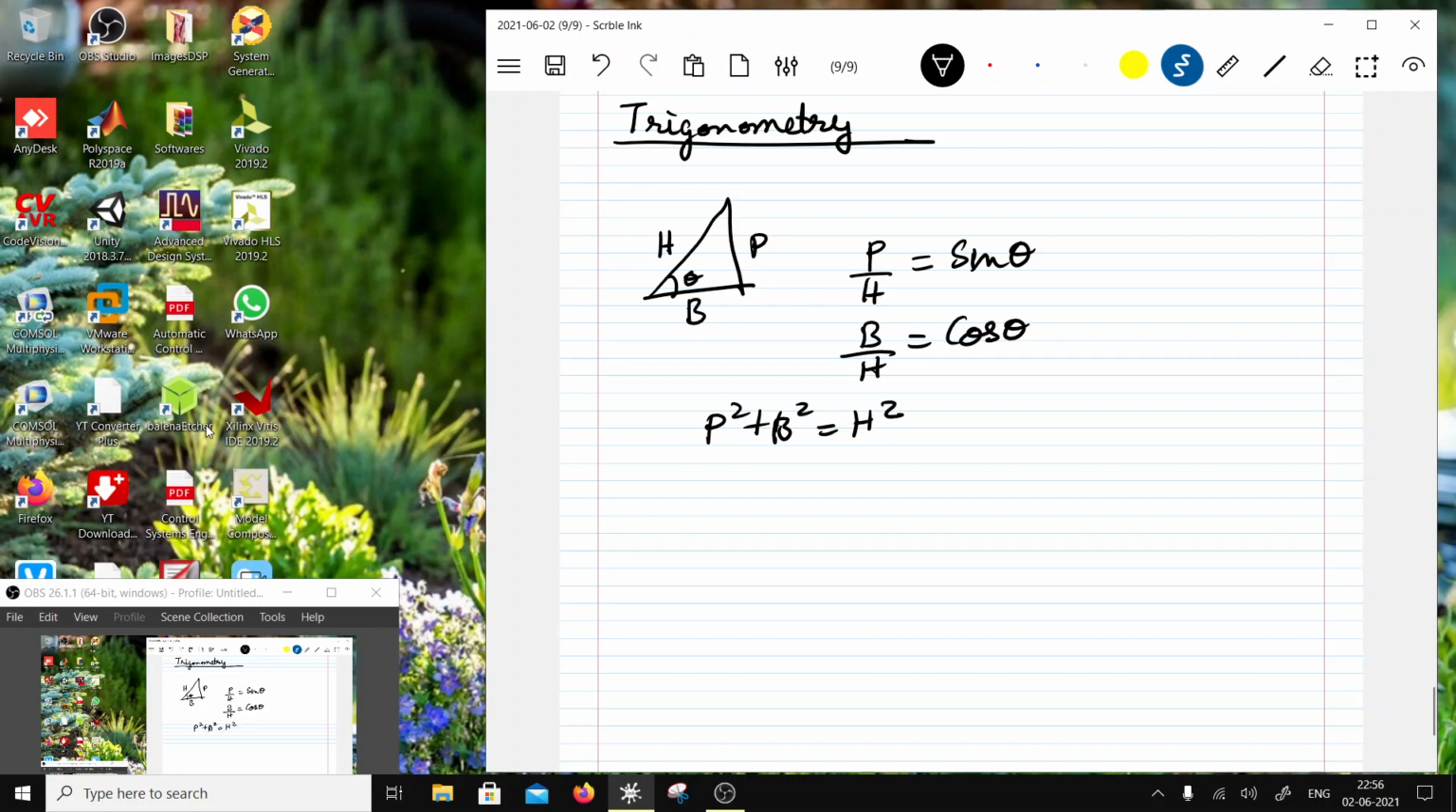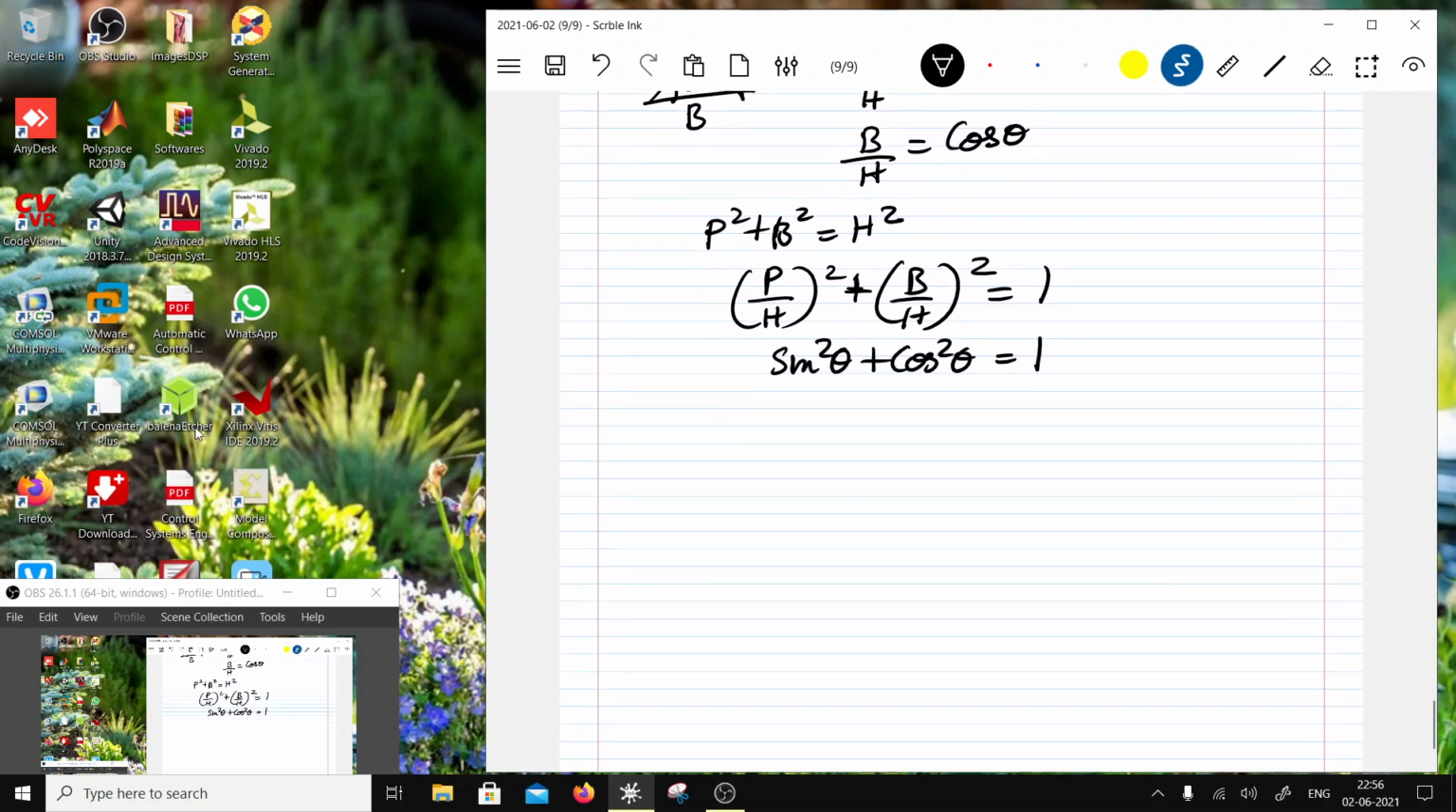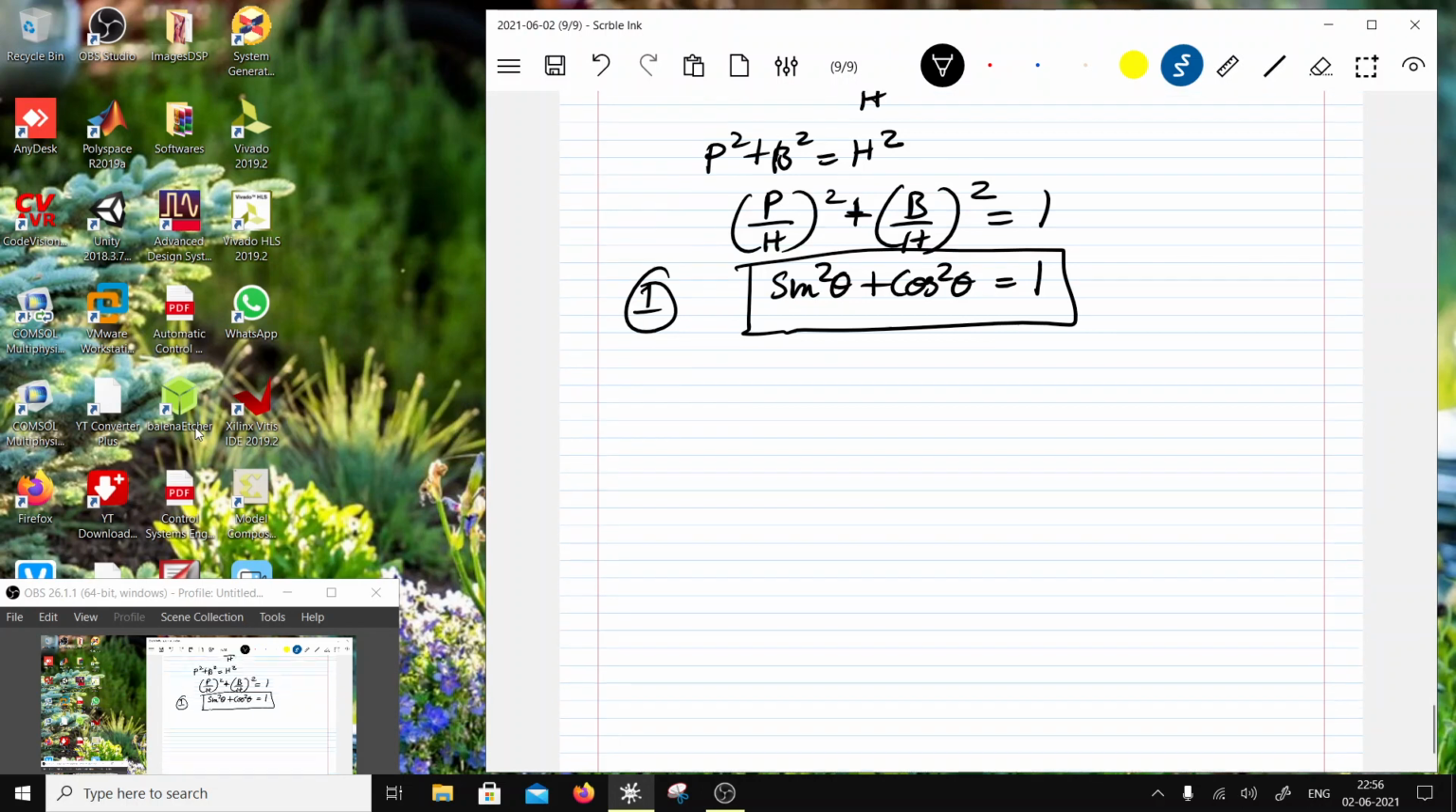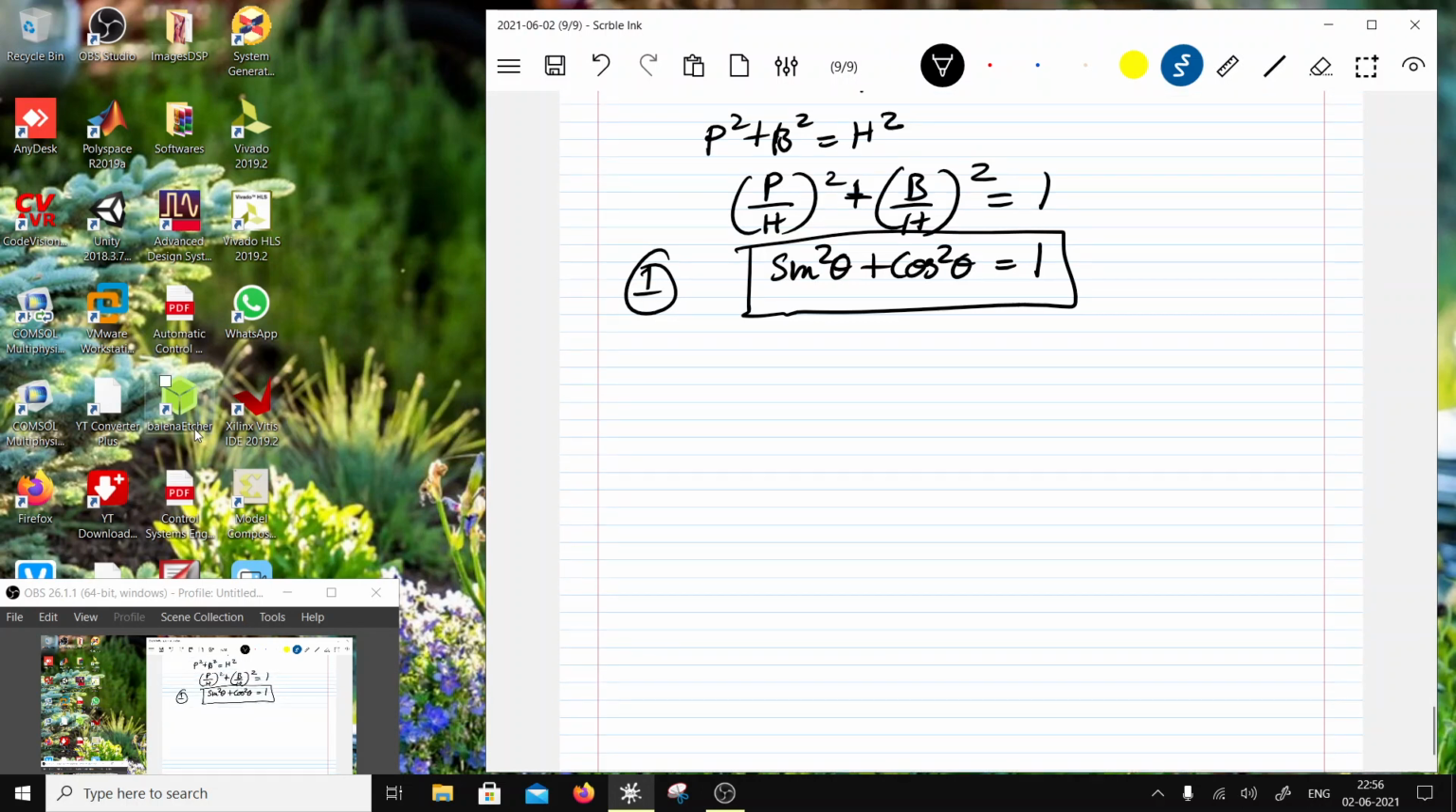This is your Pythagoras theorem, which means that I will have P by H square plus B by H square is equal to 1. Or I will have sine square theta plus cos square theta equal to 1. Okay, so this is one which I have to remember. So having said that, I should know Euler's representation.